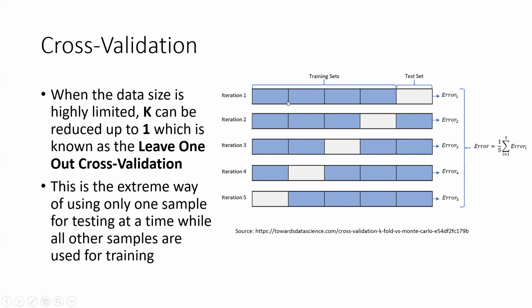In all the iterations, we divide this whole data set into 5 equal partitions. In the first iteration, we use the first 4 partitions for training and the last partition for testing, right? This blue color is the training data set, and this white color is the testing data set. And then we get the error. So let's take this as error 1. For the second iteration, we take the fourth partition for testing and the remaining partitions for training, right? From here you can get error 2.